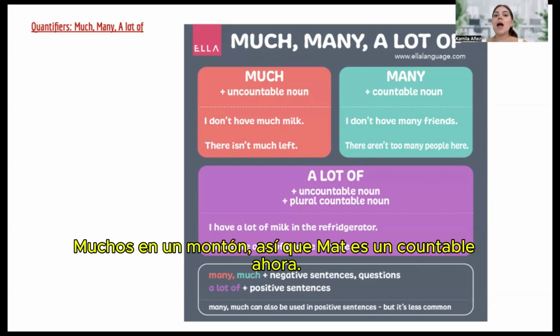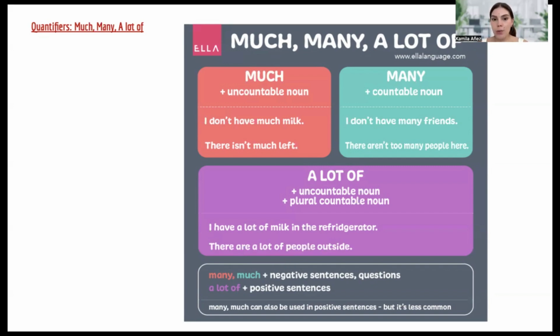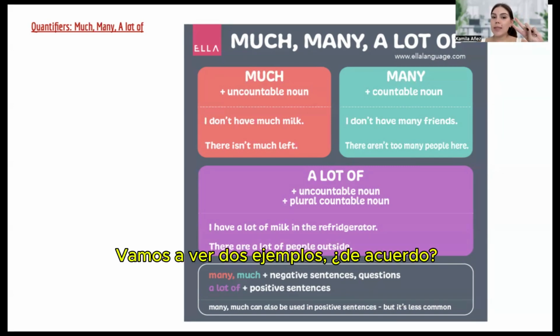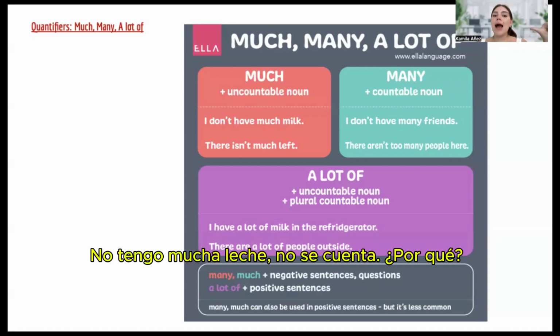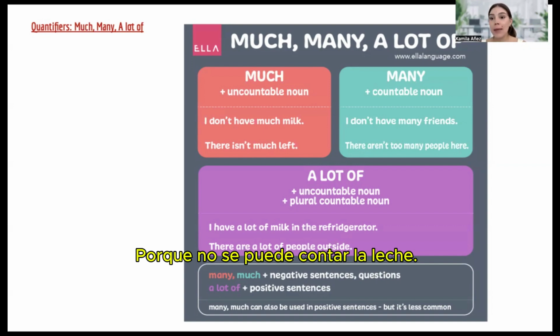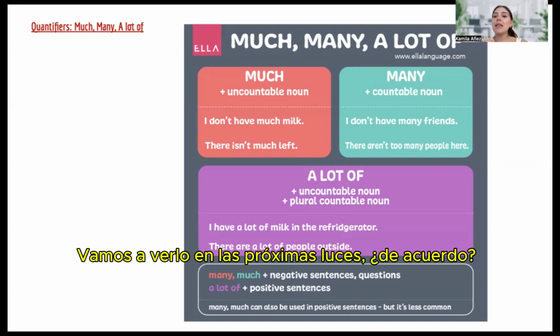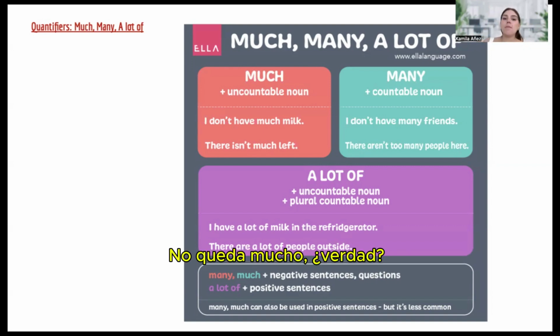So much is used with uncountable nouns. We are going to see 2 examples, okay? I don't have much milk. Uncountable noun. Why? Because we cannot count the milk. We are going to see it in the next slides, okay? There isn't much left, right?